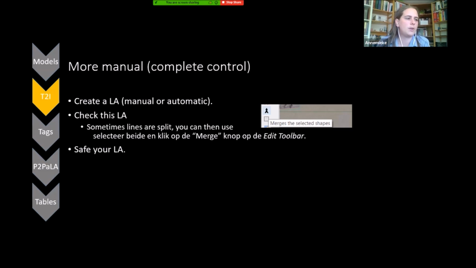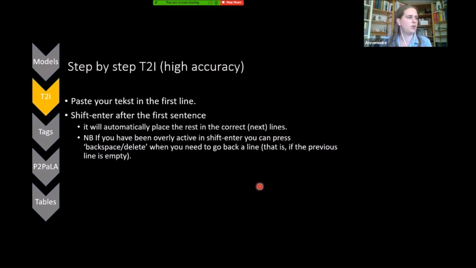And as said previously, there is this merge button which appears if you select two lines that you think should be connected, and then you can actually merge these two lines. Sometimes they write at the beginning of a line and at the end, and the computer sees that as two different things, but you want that to be one. Then you can merge these shapes. And do save your layout analysis. And I'm going to show you this.